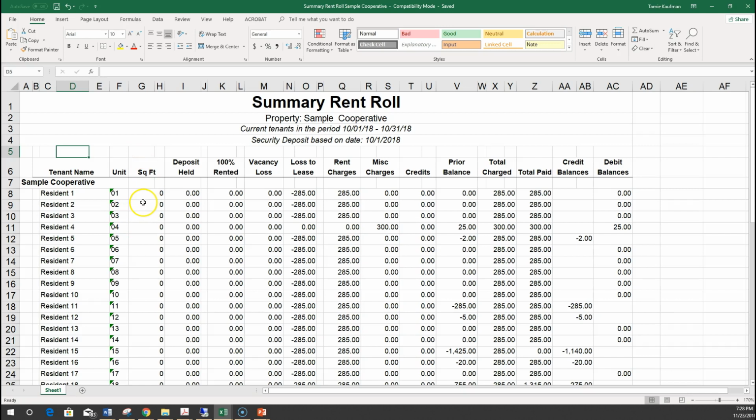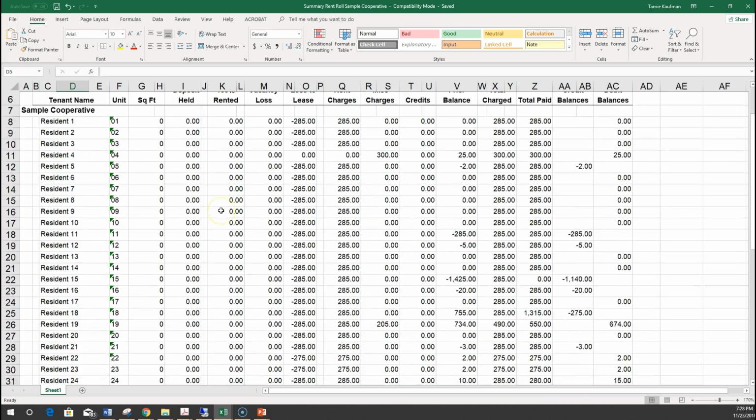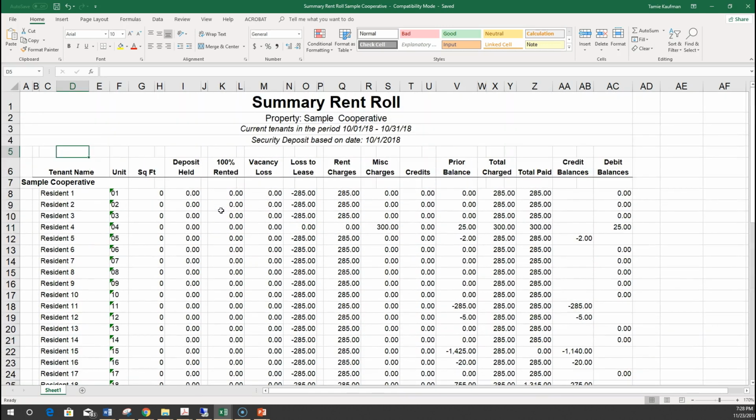The square footage column is not very important in cooperatives because you don't typically calculate anything by the square footage of the space. Some places may do that, but I don't know any that do that. Security deposits are typically not recorded here. It's possible to put a membership fee in this column if you wanted to. There is a way to track that. This number is what would it be if it was 100% rented. Again, we don't use that in this particular software program for the cooperatives.